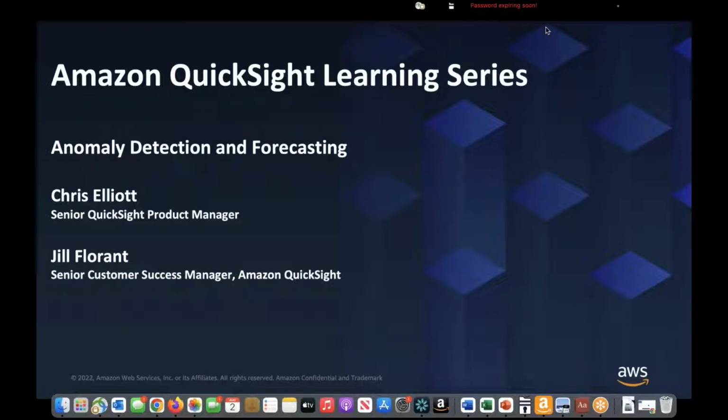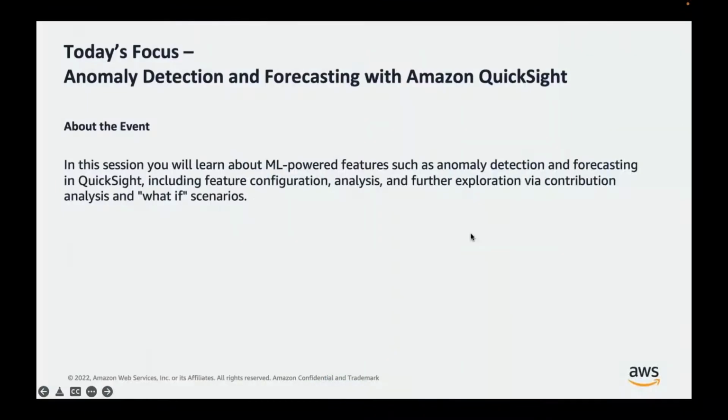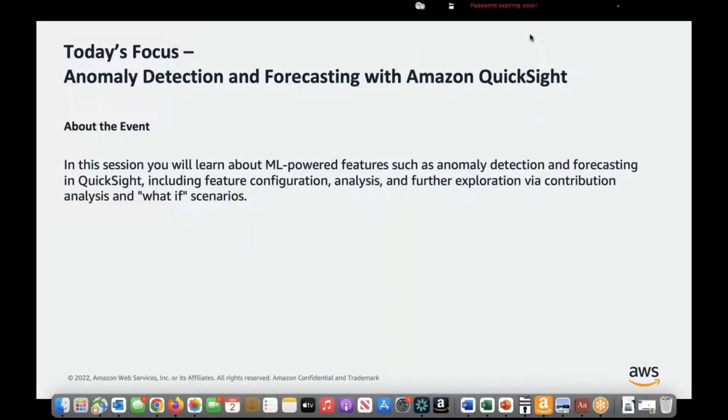We are here today to hear from Chris Elliott, our Senior QuickSight Product Manager, on the topic of anomaly detection and forecasting, two of our most important machine learning features. So just to make sure that you're in the right place, we are going to zero in today on these very important machine learning features, including configuration analysis and how to explore via contribution analysis and what if scenarios. So if that sounds good to you, let's keep going.